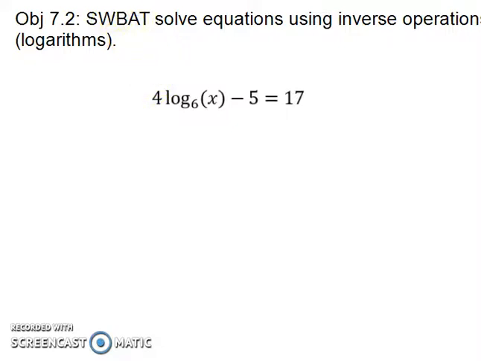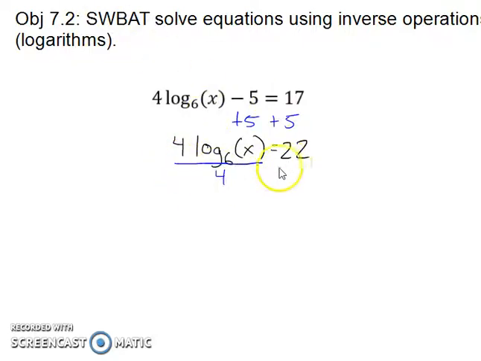So in this case, you probably know what to do to start, even if you're not quite sure what we're going to do eventually, and that's to add 5 on both sides. You don't need to write that if you don't want to, but you do need to write the next line. So that's 4 log base 6 of x is equal to 22. Now we're going to divide by 4 so that we have the log by itself, and we can deal with that. That's going to give me log base 6 of x is equal to 5.5.